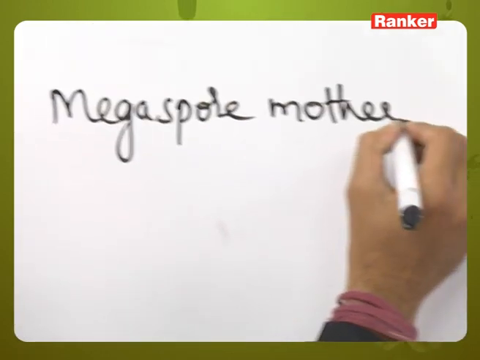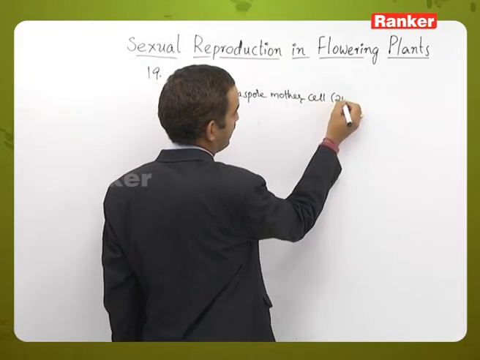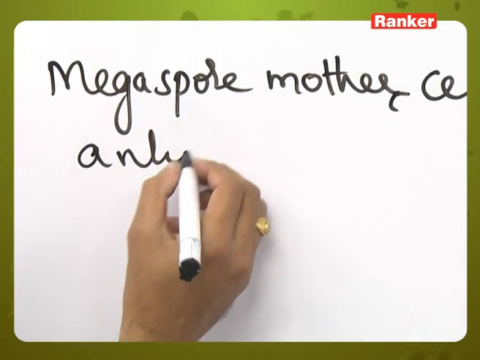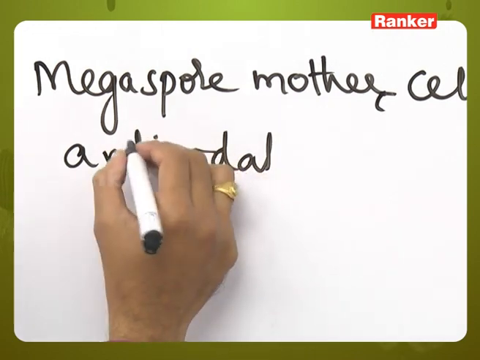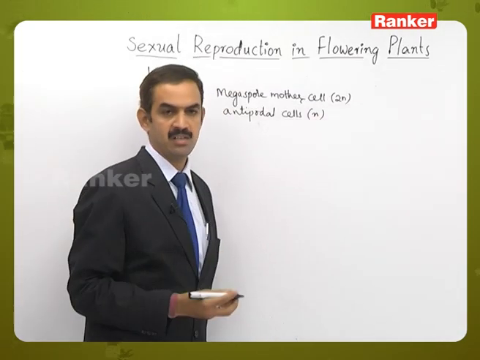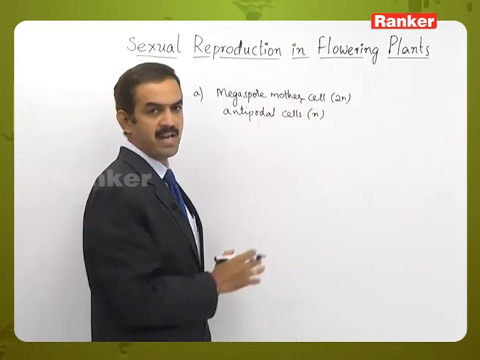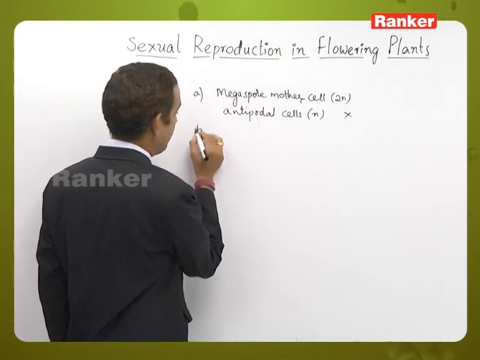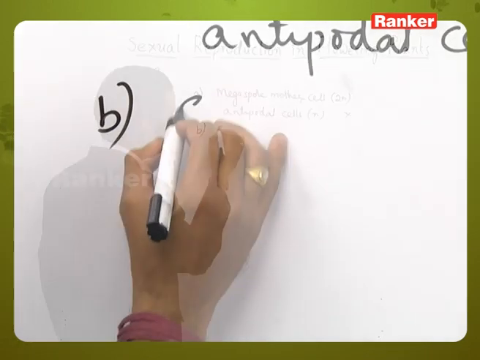Megaspore mother cell is always diploid in condition, and the other one are the antipodal cells. Of course, these antipodal cells are three, but each of the cell is in haploid condition. So both the cells should be haploid that have been given in the option. So this is wrong.